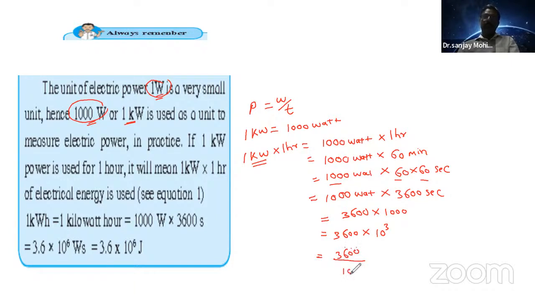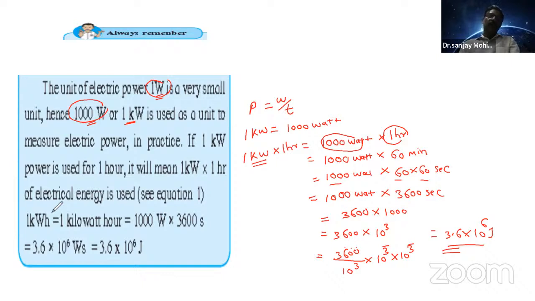So we'll divide by 10 raised to 3 and multiply by 10 raised to 3, and originally the power we have is 10 raised to 3. So when we write this, it becomes 3.6, and 10 raised to 3 into 10 raised to 3 becomes 10 raised to 6. Your final answer, 1000 watt into 1 hour, is equal to 3.6 into 10 raised to 6 joule.